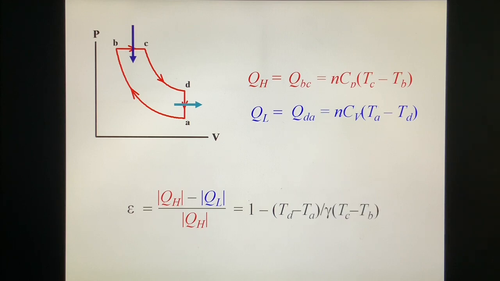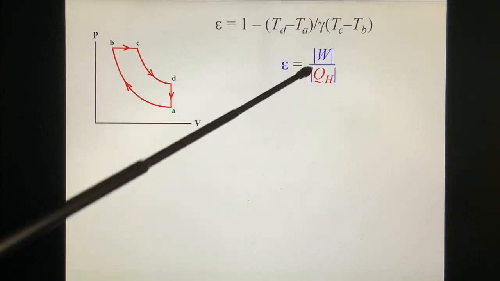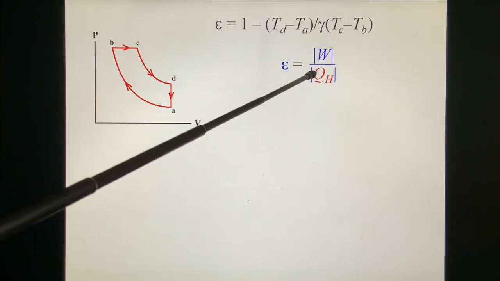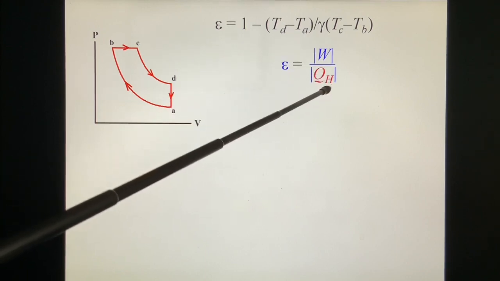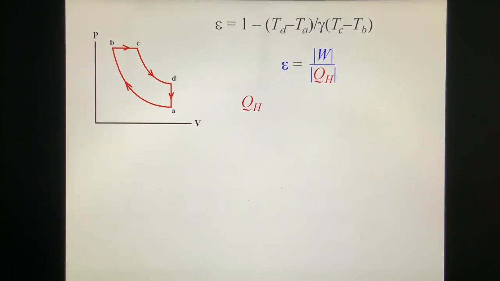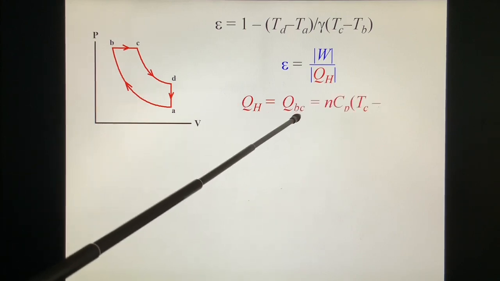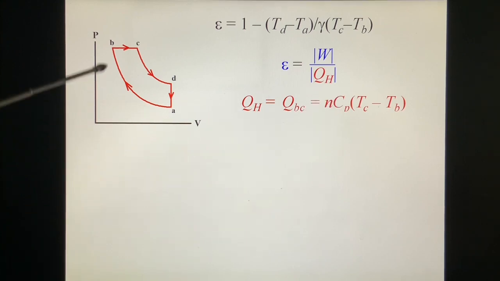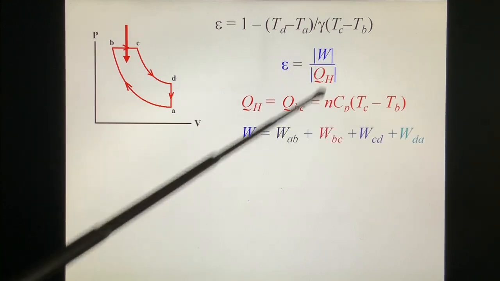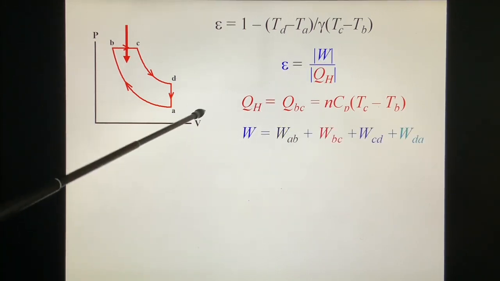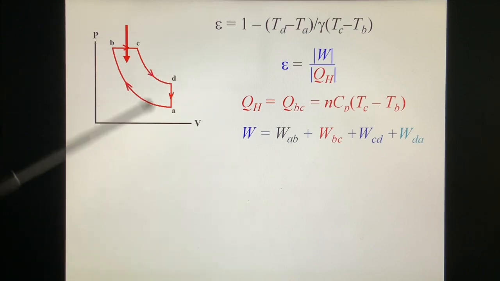We can have another way to do it. This epsilon equals work over Q high. We find the work, we find Q high, and we can get it. So as before, Q high equals QBC equals N CP (TC minus TB). And we want to find the W. The W for the whole cycle equals work AB plus work BC plus work CD plus work DA, and we will find these.